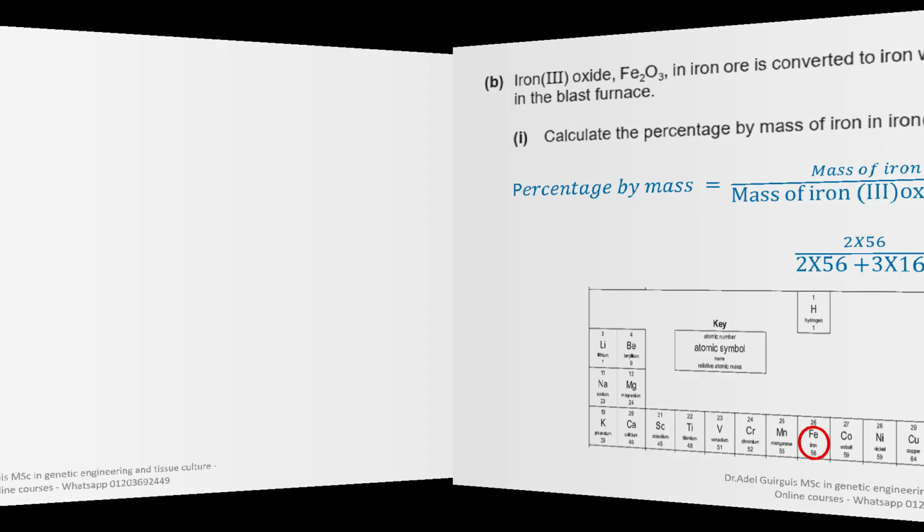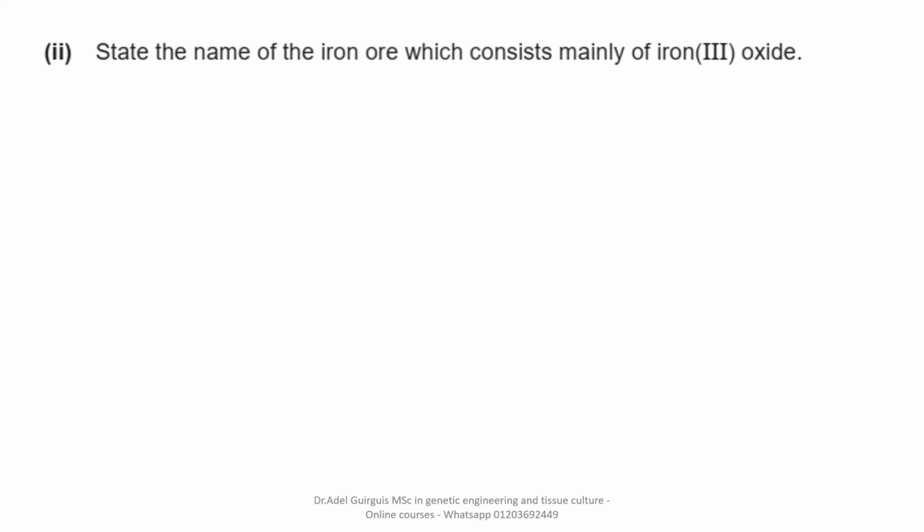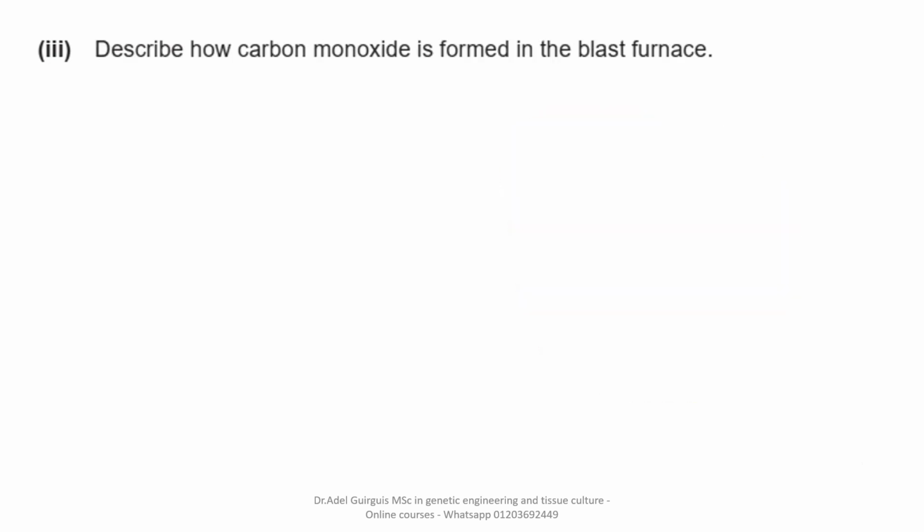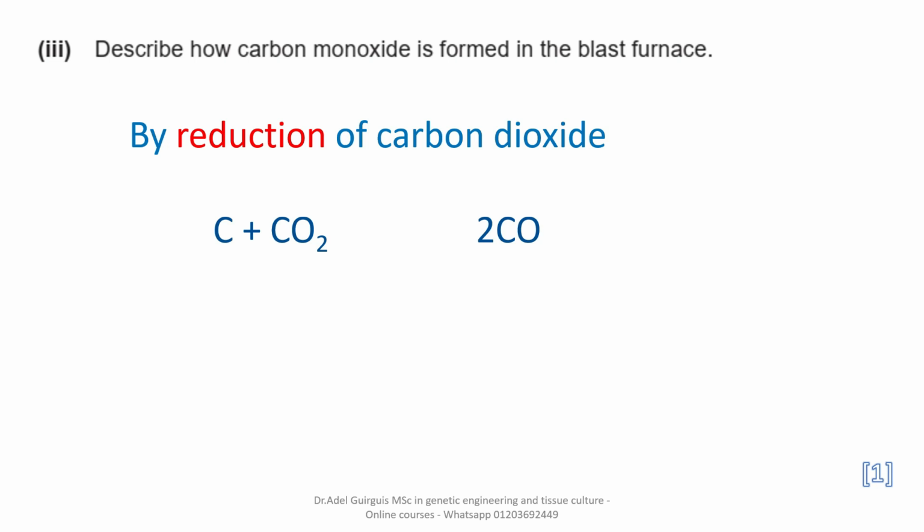Double I. State the name of iron ore which consists mainly of iron 3 oxide. The iron ore which mainly consists of iron 3 oxide is called hematite. It is red in color. Triple I. Describe how carbon monoxide is formed in the blast furnace. Carbon monoxide is formed due to reduction of carbon dioxide. Carbon in the form of coke reduces carbon dioxide gas into carbon monoxide. Coke acts as a reducing agent.